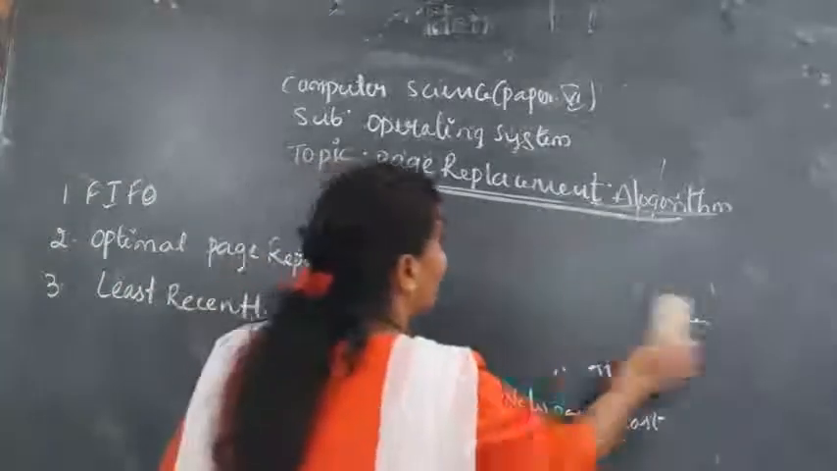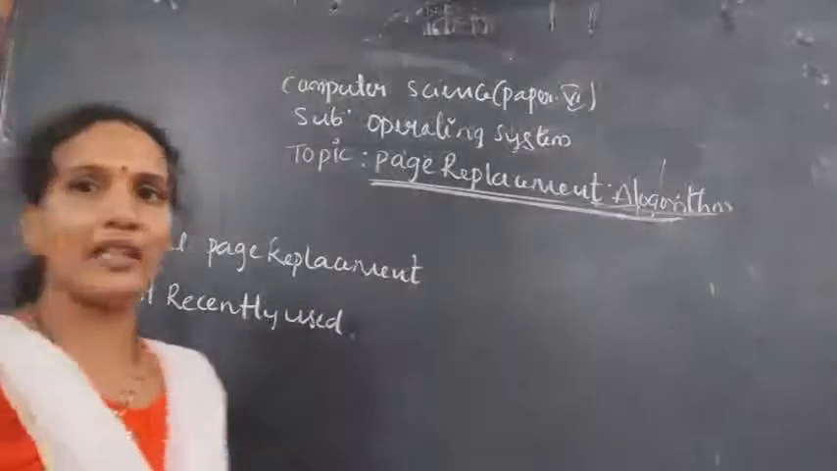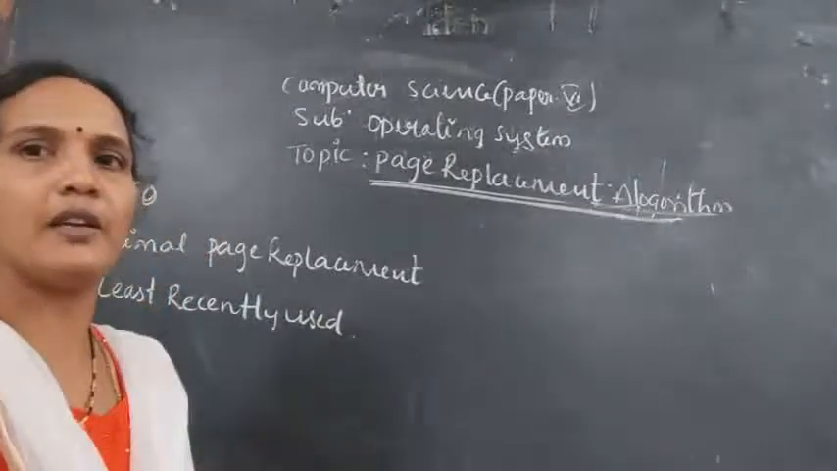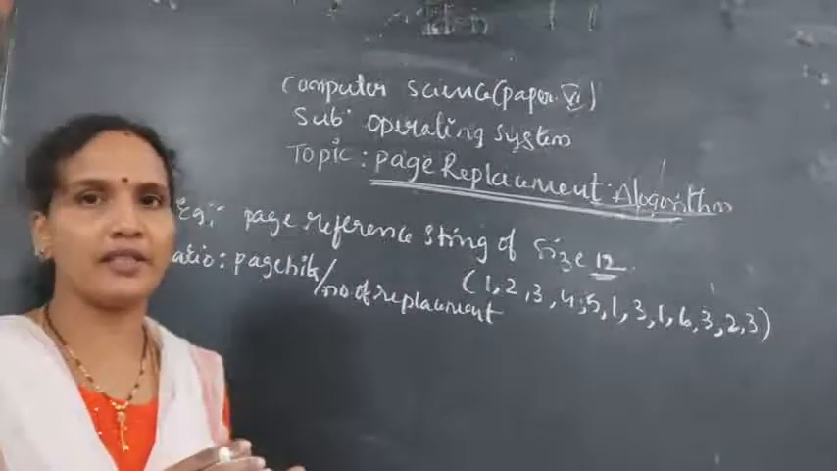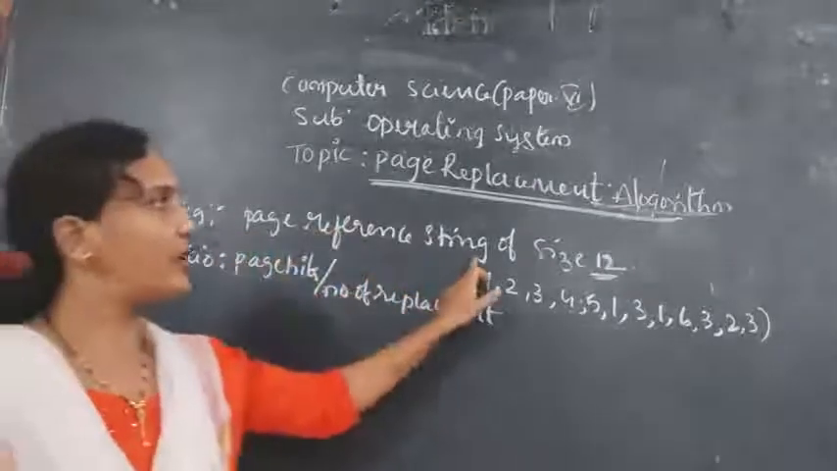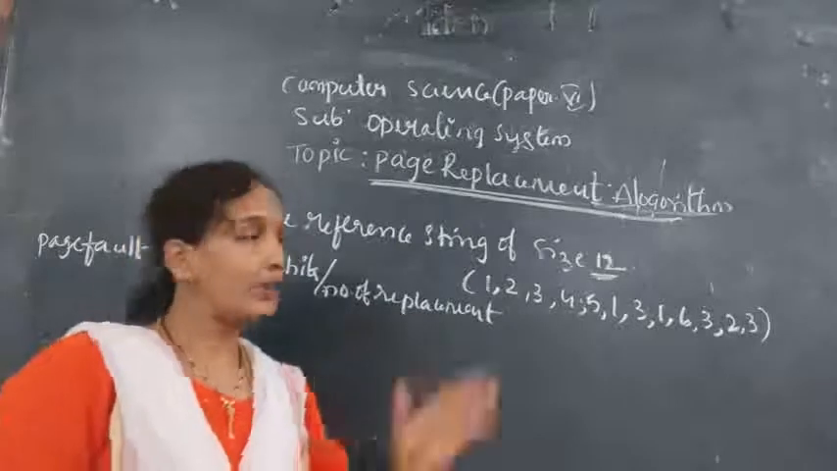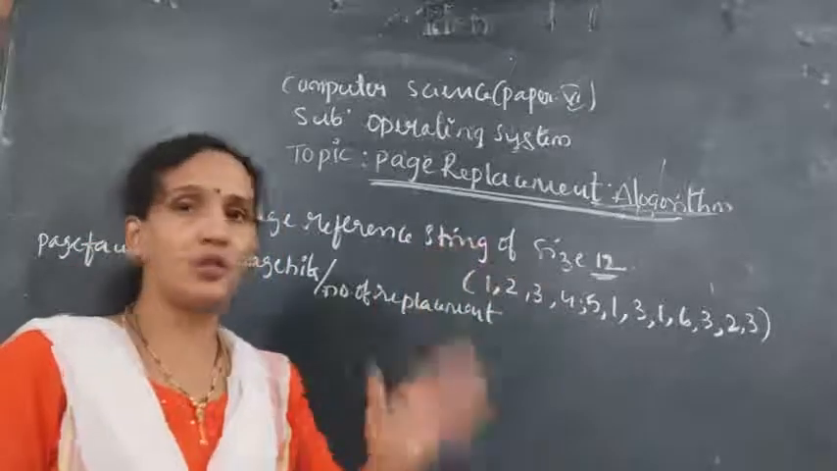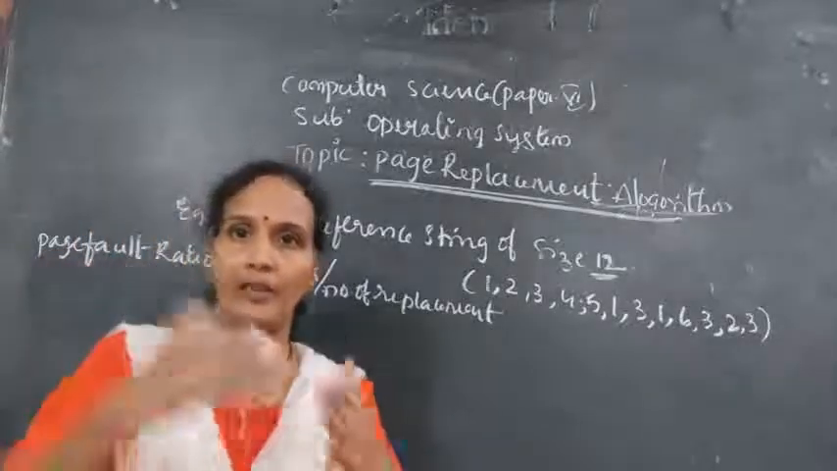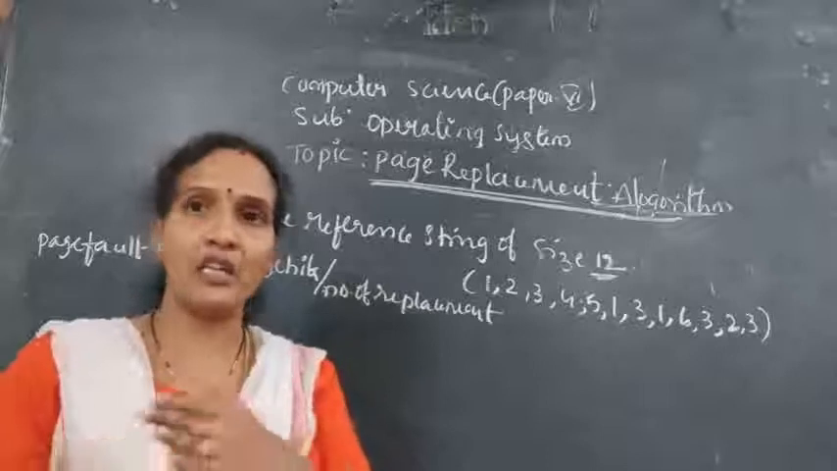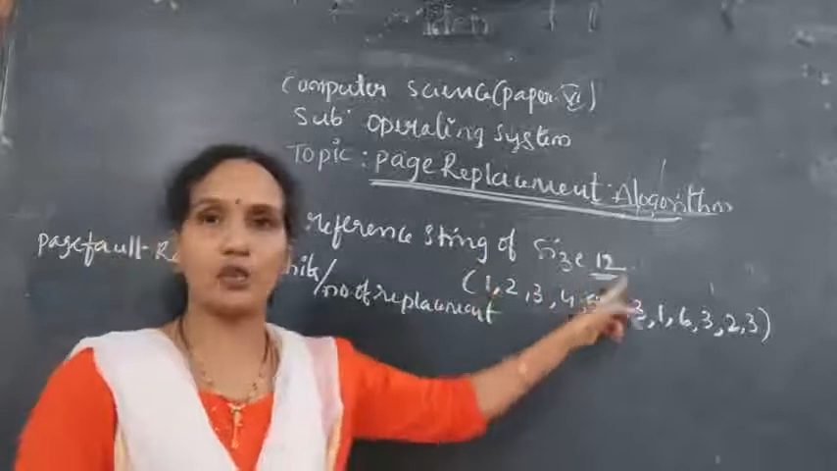Here we have an example, and with the example I will explain this page replacement algorithm. Page reference string of size 12. A reference string of size 12 means there are 12 pages to be replaced, 12 pages that should be swapped into the main memory.